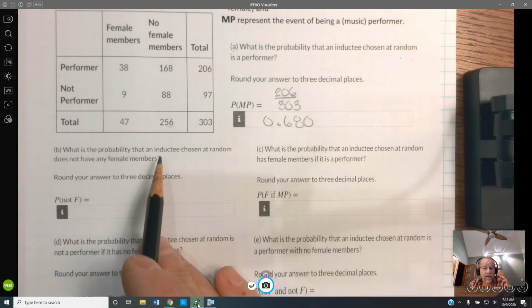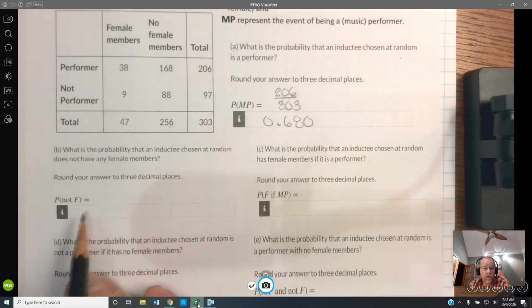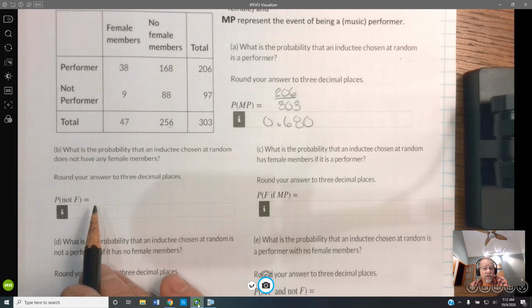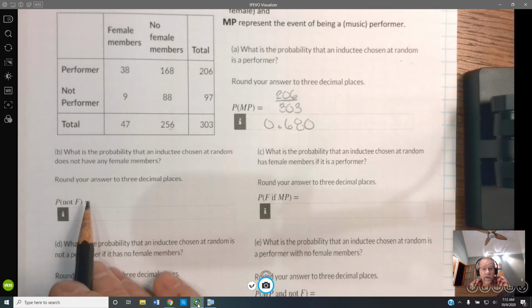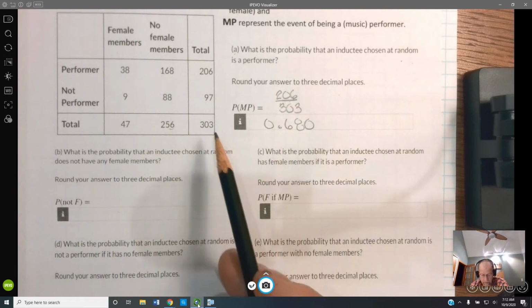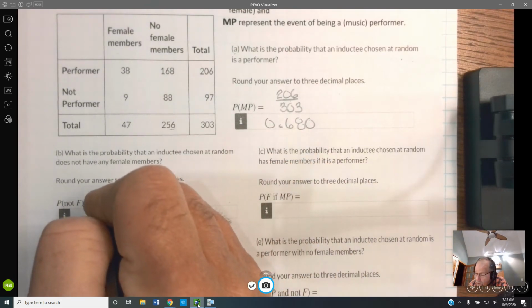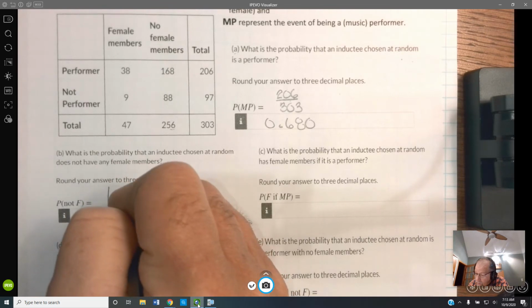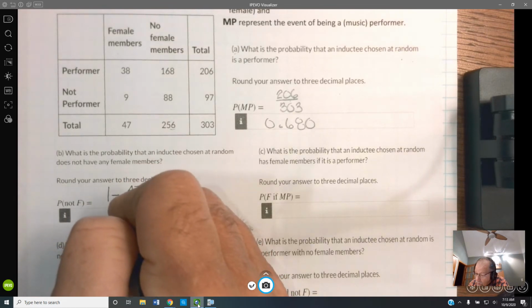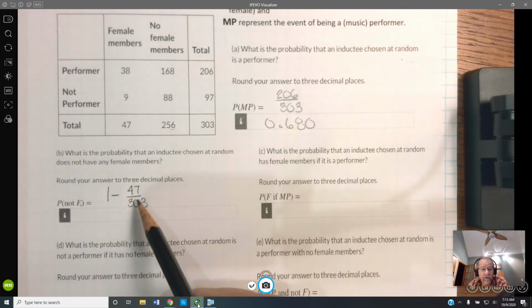What is the probability that an inductee chosen at random does not have any female membership? So in other words, we want not female. Okay, well, let's do it this way. This is that not word. This is that complement. Let's actually go do the calculation for the people who are female. So if I look at female membership, it's 47 out of 303. So I'm going to do the complement, which is going to be 1 minus those who are female in the group. Because if I do this, I'll get not females.